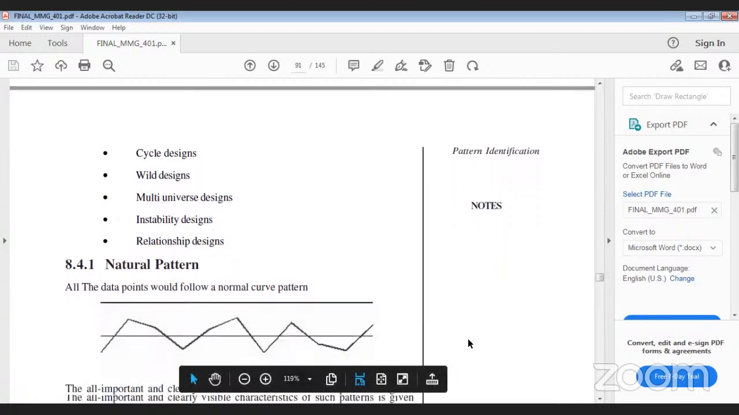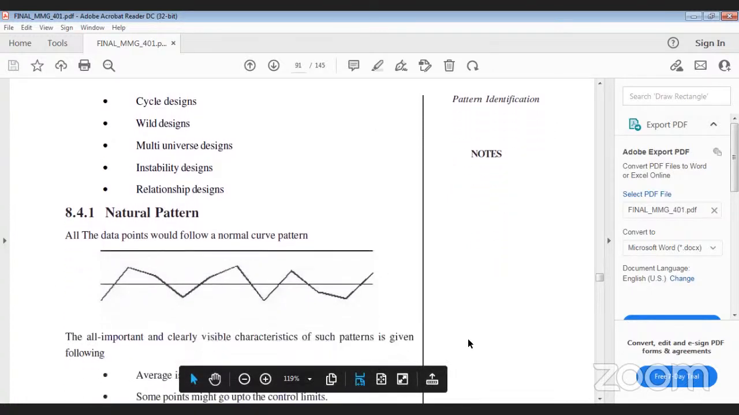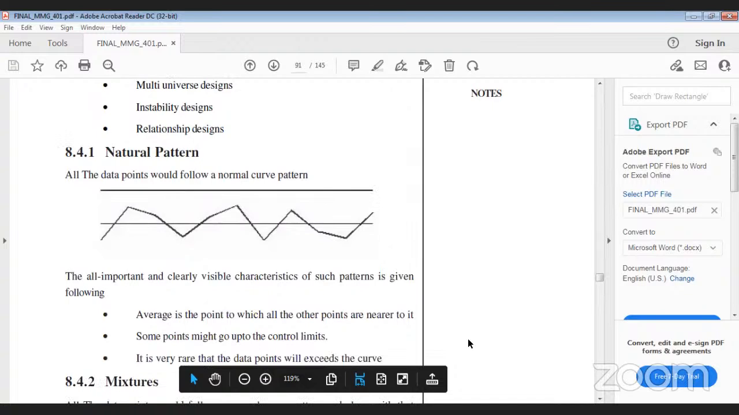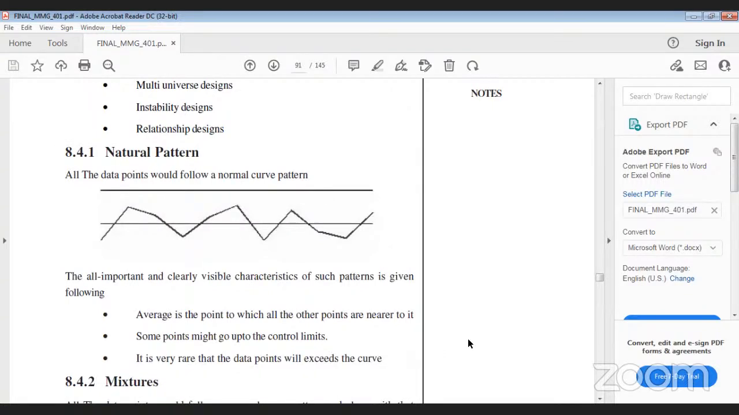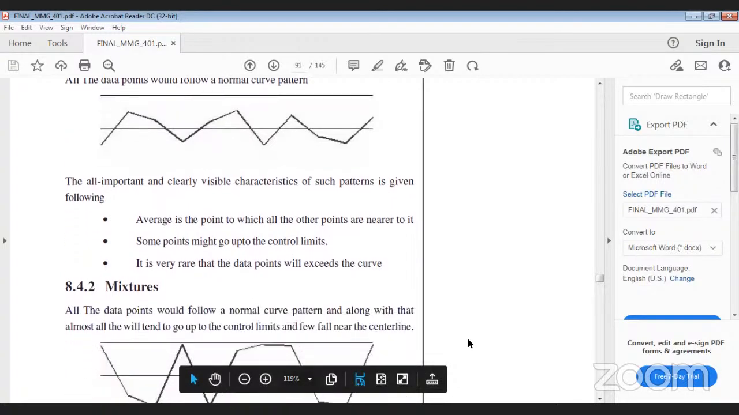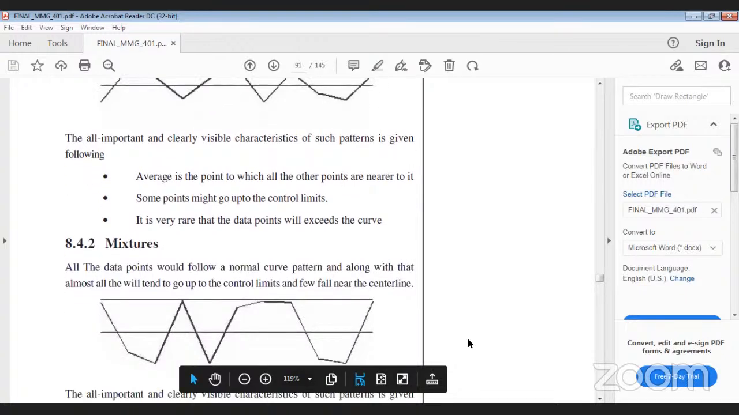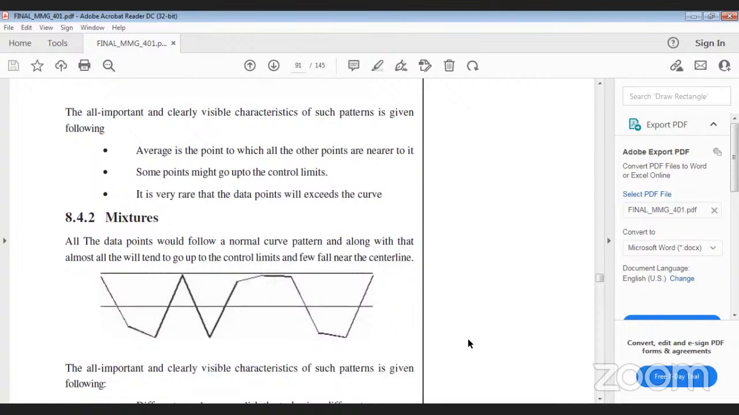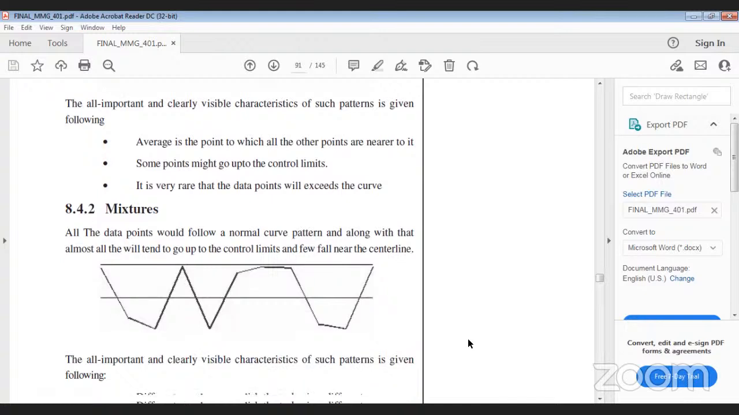There are three elements here. First, the average is the point to which all other points are nearer. Second, some points might go up to the control limits, and it is very rare that the data points will exceed the limits. Then there are some mixtures here. All the data points follow the normal curve pattern, and almost all tend to go up to the control limits also, while a few are near the central line here.